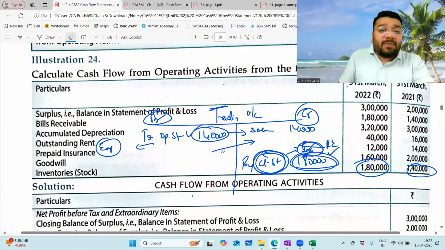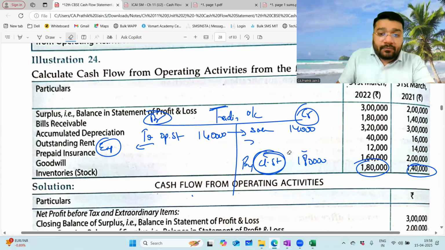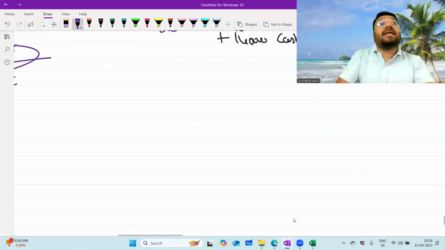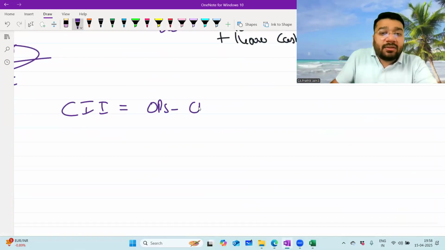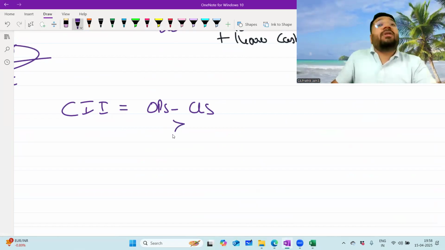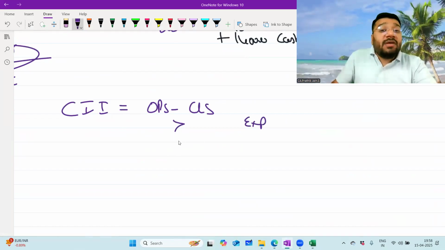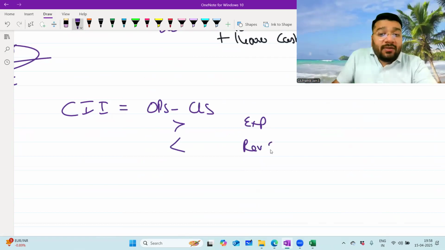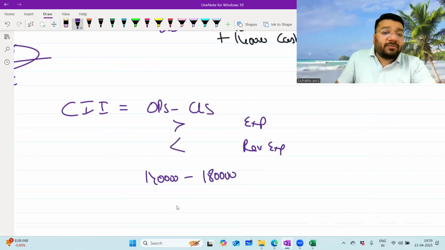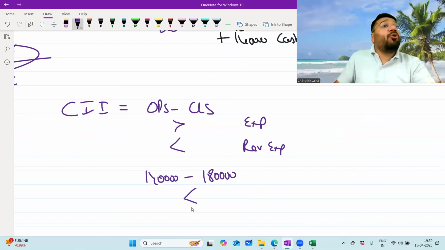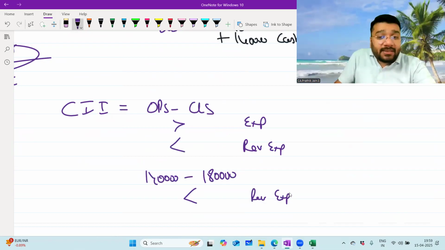Now, opening stock is 140. Closing stock is 180. Let's look at it from the point of view of change in inventory. When I do change in inventory, it is opening stock minus closing stock. If opening stock is more than closing stock, it is expenses. If closing stock is more than opening stock, it is reversal of expense. Now, opening stock is how much? 140. Closing stock is how much? 180. Difference is how much? Closing stock is more than opening stock. It is reversal of expenses.